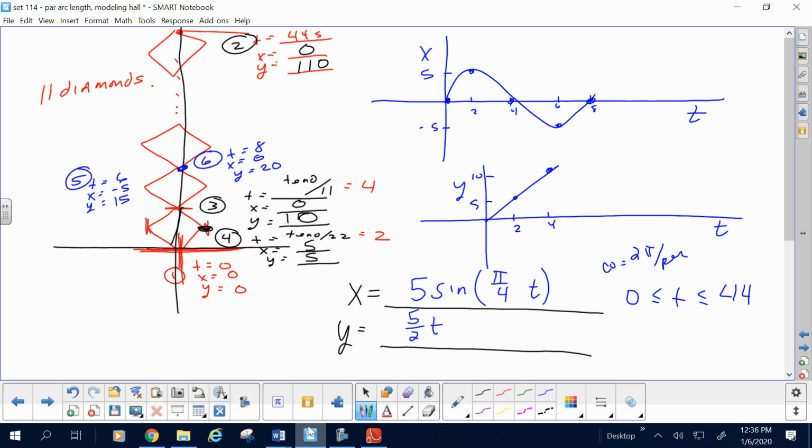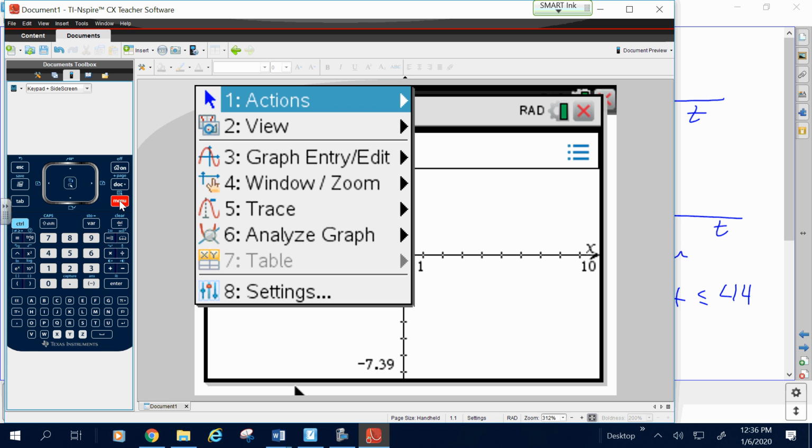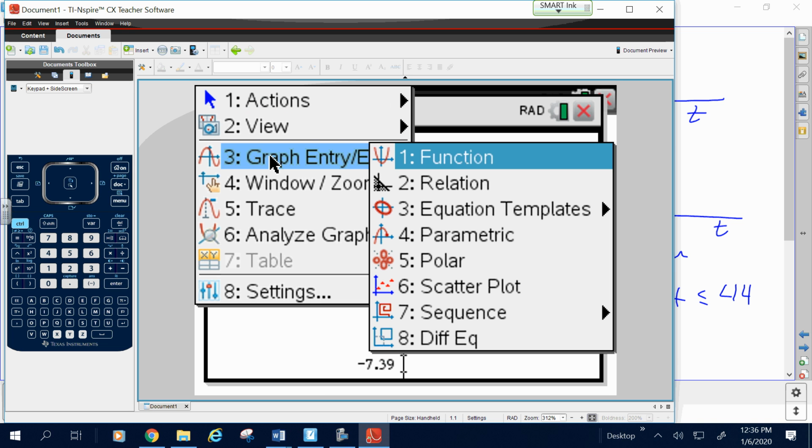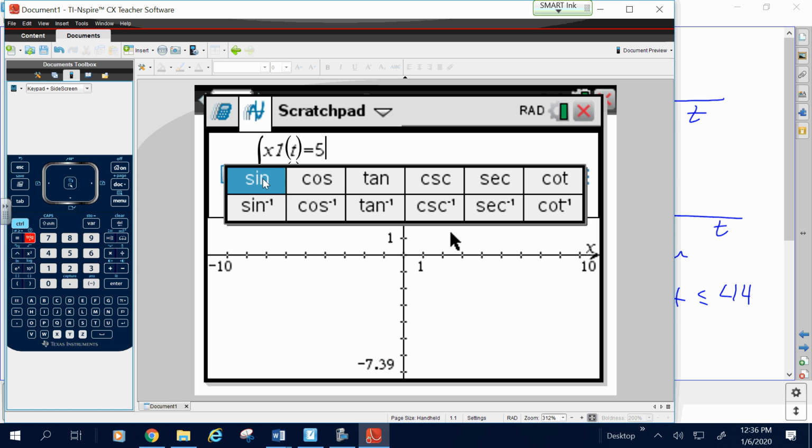0 to 44. All right, let's check it in our calculator, practice putting this in our calculator, see if we did well. So, we obviously don't want to graph in function mode, so how do I switch to parametric? Go to menu, graph entry, and we want to change to parametric, right? X is 5, we said sine.